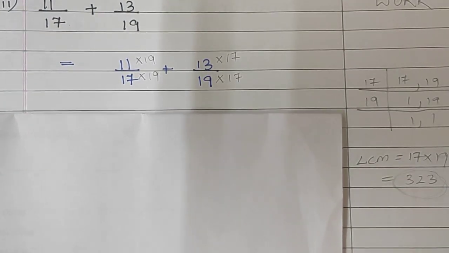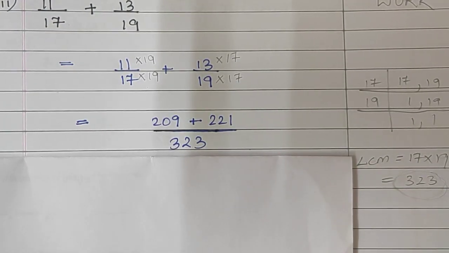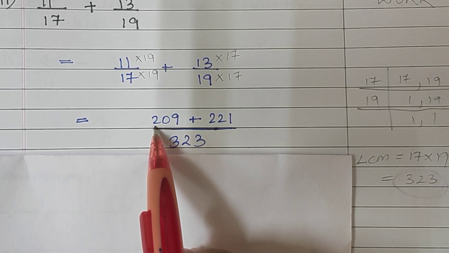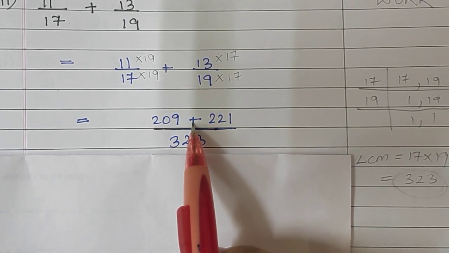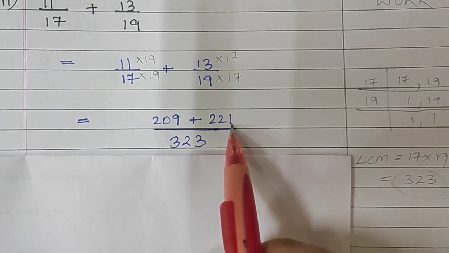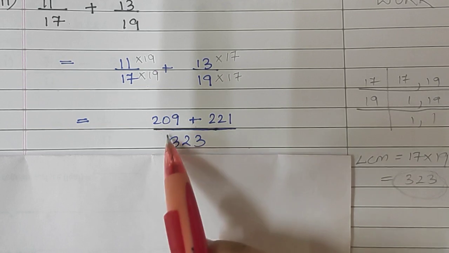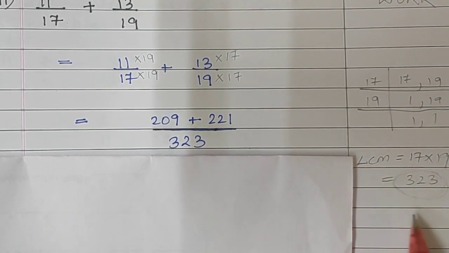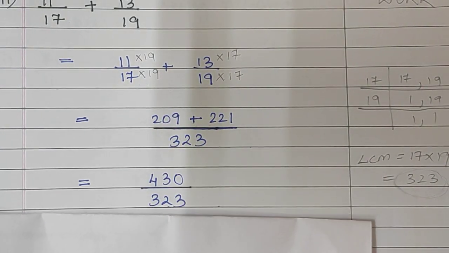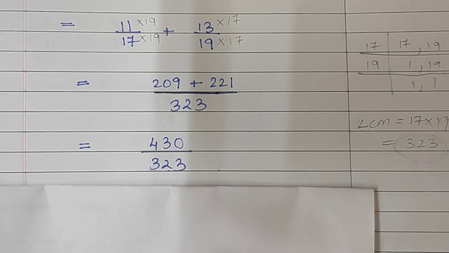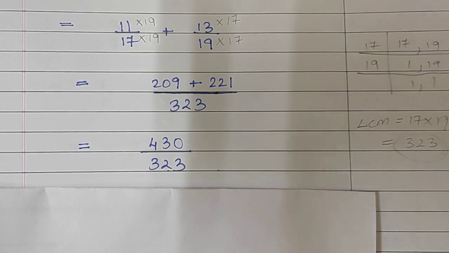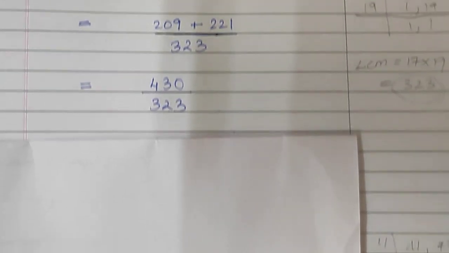So after the multiplication, 11 into 19 will be 209 plus 13 into 17 will be 221. Our denominator will be 323, like we saw here in the LCM. So after addition, it becomes 430 upon 323. I hope it is simple enough. Let's continue with the next sum.